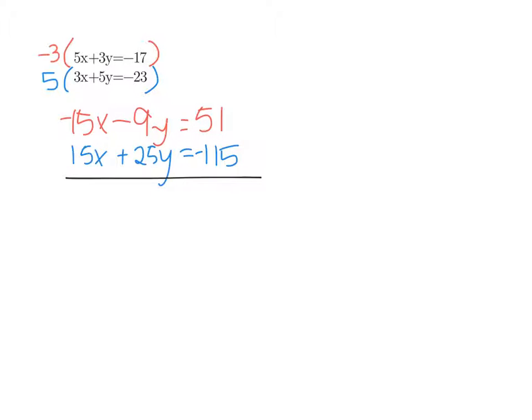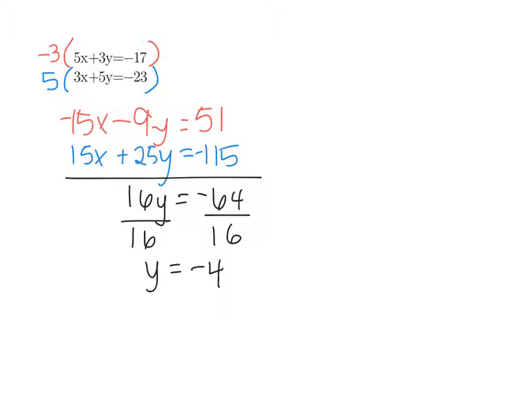All right, now I'm going to go through the same process. I'm going to combine like terms, and that gives me 0x, which was the whole point, to eliminate one of my x's. And then I'm going to do 25y minus 9y, which gives me a positive 16y, equals 51 minus 115, which gives me a negative 64. So I'm back down to one equation with one variable, and I'm going to divide both sides by 16 so I can solve for that y. And we get y equals negative 4.